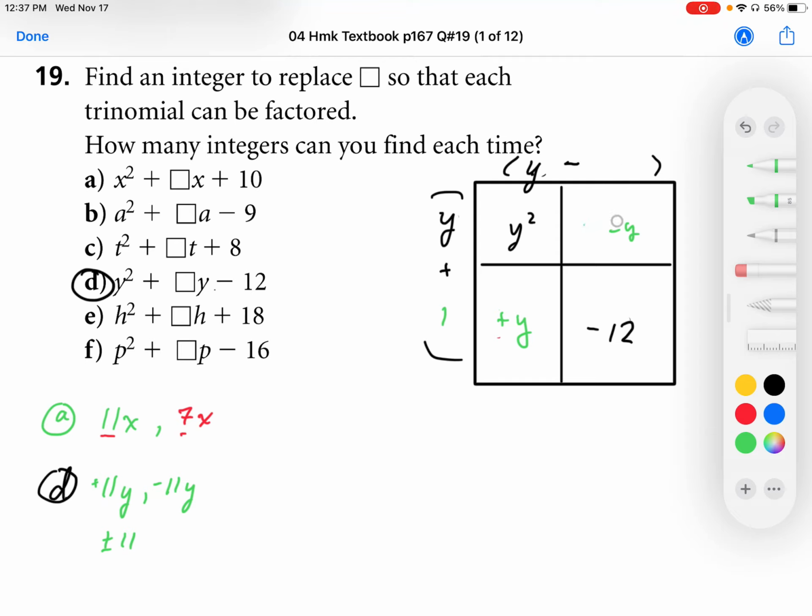Then we can think of the other factors that give us 12. 12 has a lot of factors, so there's a lot involved here. I could also have 2 times 6. That's going to give me plus 6y minus 2y, so that's going to be plus 4y. If I switch these around, I can get negative 6, positive 2, so that's going to give me negative 4y. So my answer could also be plus or minus 4, based on the 2 and the 6.